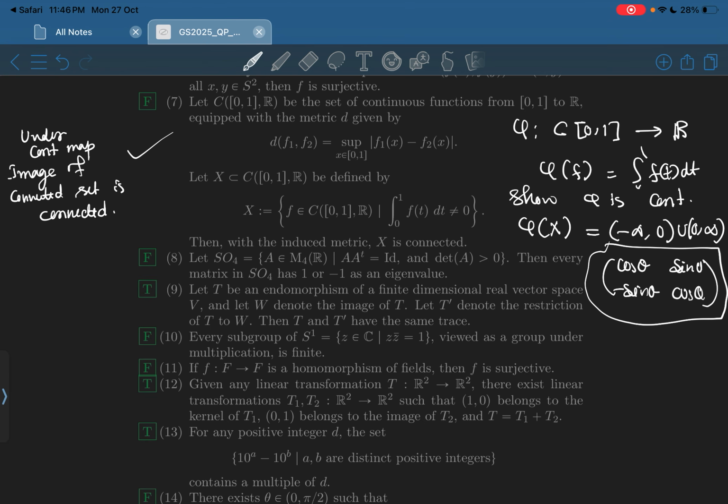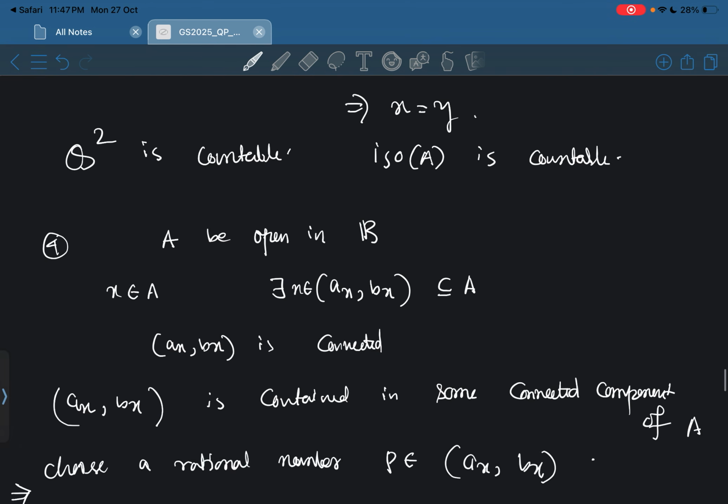Okay, now question number 9. T is an endomorphism on a finite dimensional real vector space. W is the image of T. Then T prime is the restriction operator on W. Then T and T prime have the same trace. This is just a definition. So how to solve it?